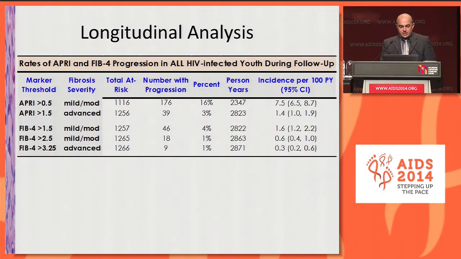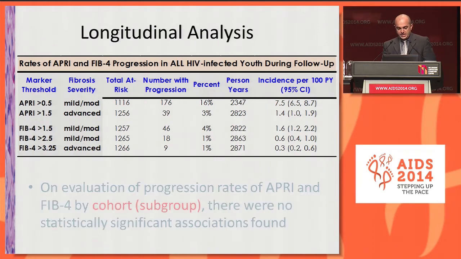Switching gears to the longitudinal analysis, looking at the rates of APRI and FIB-4 progression, again comparable to pediatric studies. You can see the number with progression greater than 0.5 for APRI and greater than 1.5 for FIB-4 was 176 and 39 respectively. The incidence rates were 7.5 and 1.4 per 100 person-years respectively. FIB-4 is kind of uncharted territory, and you can see the rates there were from 1.6 to 0.3 in the most severe.